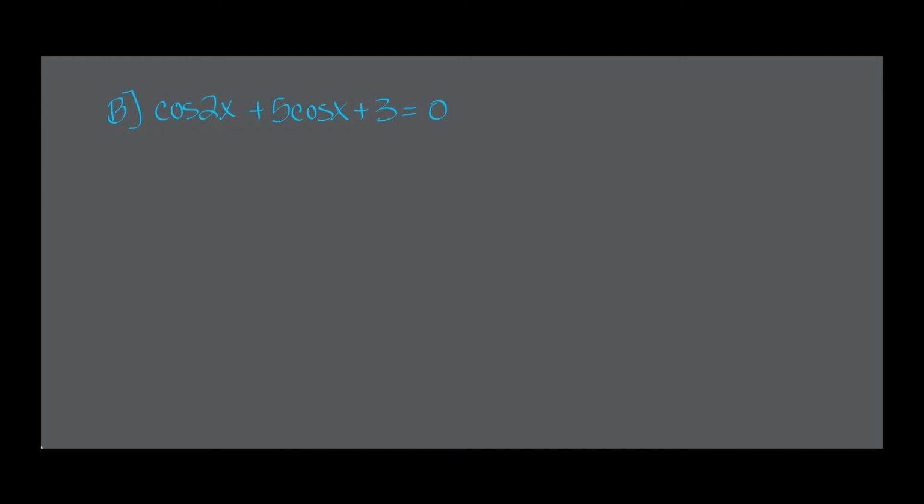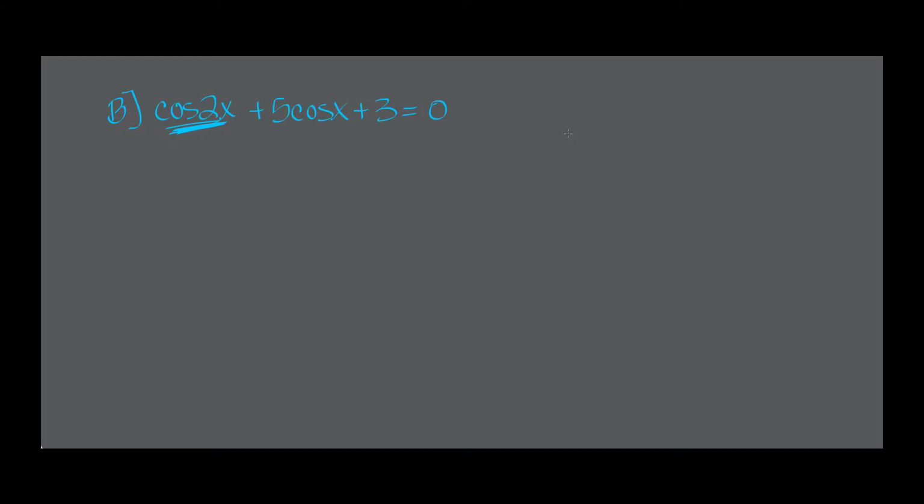Okay, the second example we have is cosine of 2x plus 5 cosine of x plus 3 equals 0. This one is already written all in terms of cosine, but it's not one of our quadratic forms, and we have two different angles going on here, right? This 2x and this x. So this should bring back some memories of our double angle formulas.